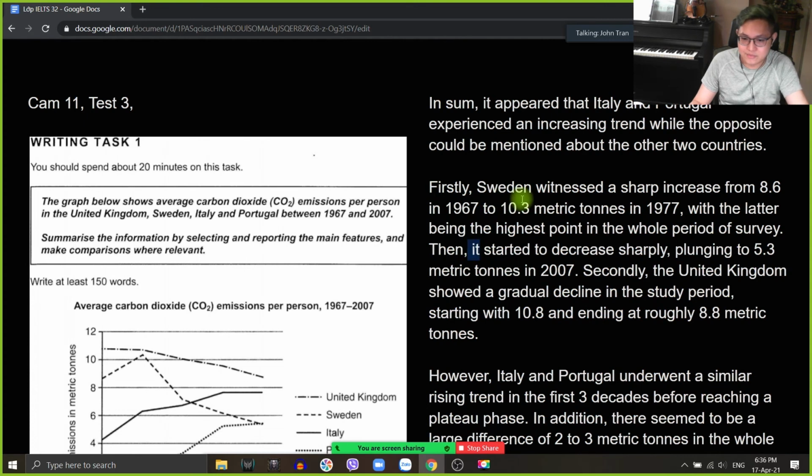So "it" here, of course, stands for Sweden, because you just mentioned the trend for Sweden.